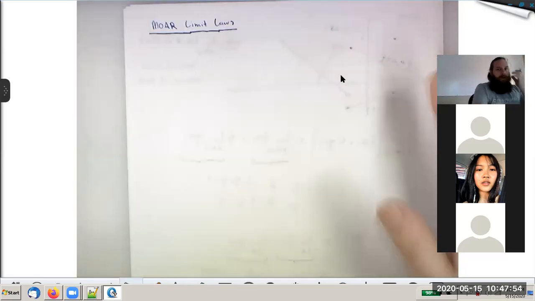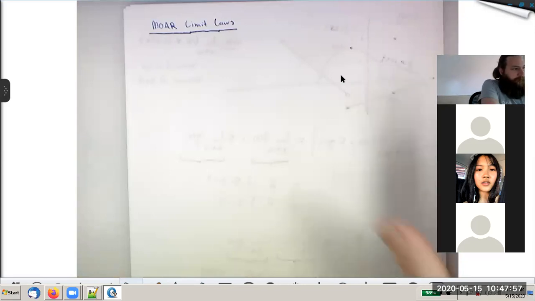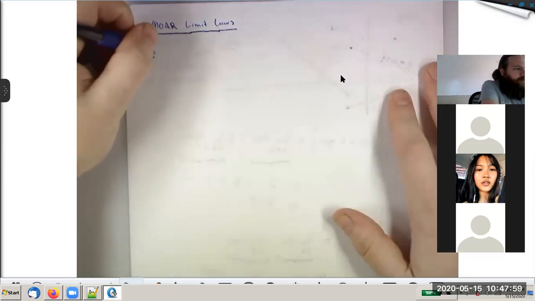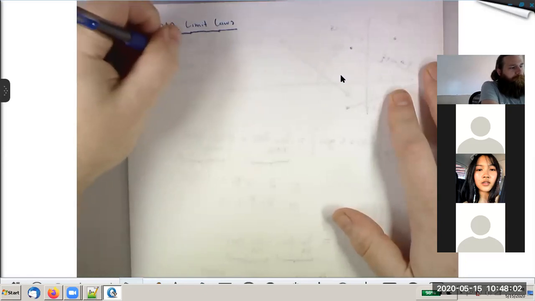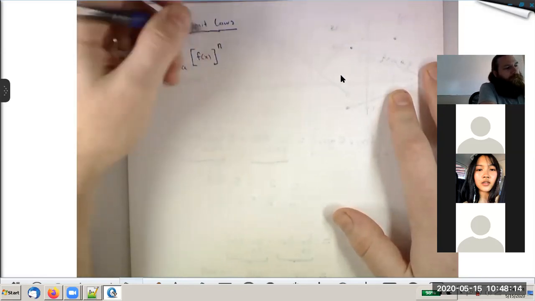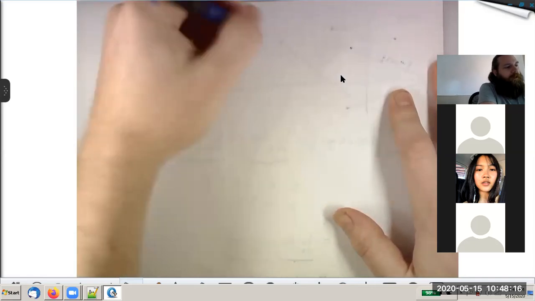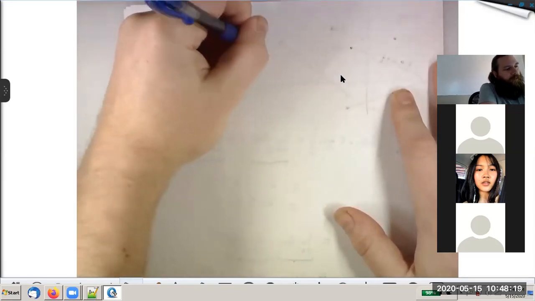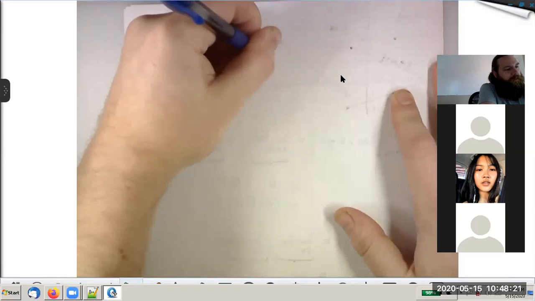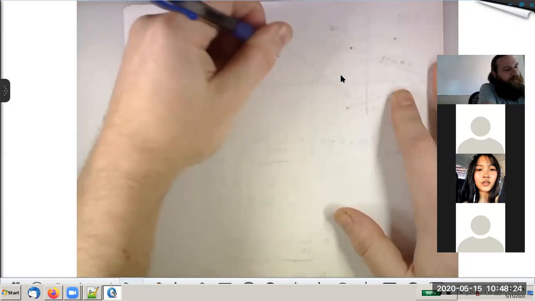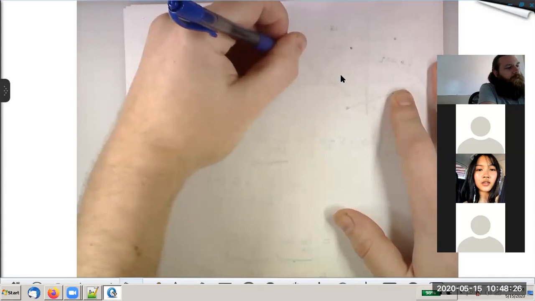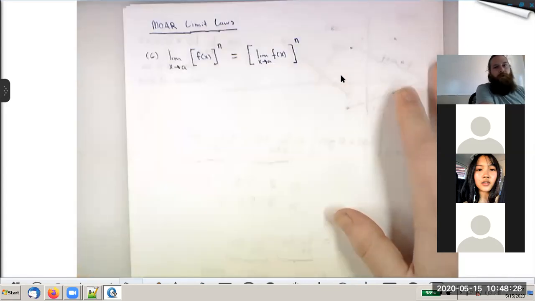So these are some more limit laws. If you want to, you can think of this as a continuation from the previous theorem. If you have a whole function raised to a constant power, then this is the same as taking the limit of the inside and raising that whole thing to that power.